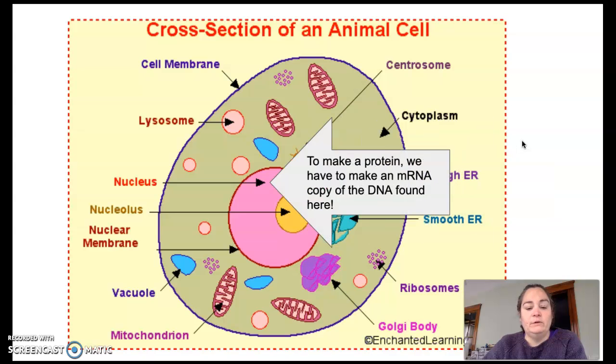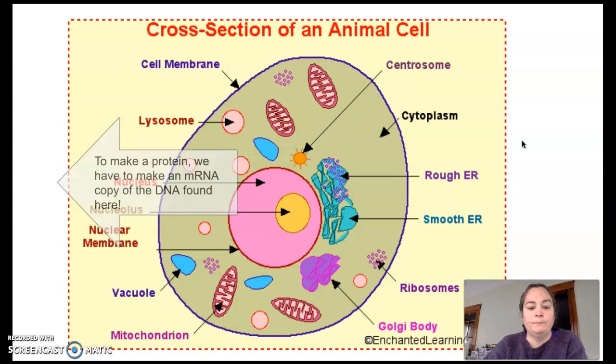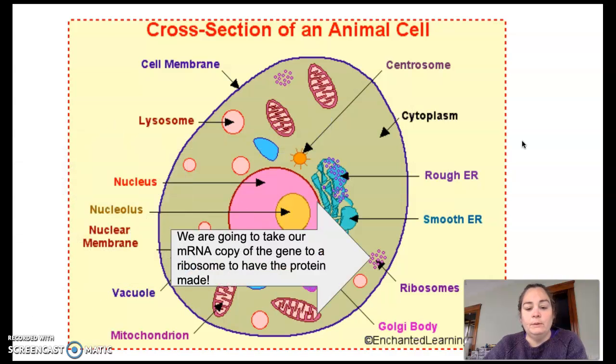We're going to go right to the nucleus. Again, that's where the instructions are. So we're going to make an mRNA copy of the DNA, and we're going to send that out to make our protein. The way we're going to do that is we're going to send that mRNA copy to the ribosomes. They're going to take the gene instructions, and they're going to literally chain up amino acids together to make a protein.